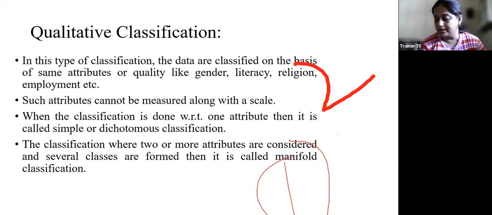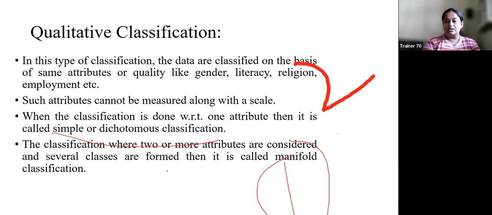Then we have qualitative classification. Qualitative classification means the data we have classified is on the basis of a certain quality. Now quality can be anything, that can be gender, literacy, religion, employment, marital status, anything. So that is known as qualitative classification. Now, when the classification is done with respect to only one attribute, if we have considered only one quality or one attribute, then it is known as simple or dichotomous classification.